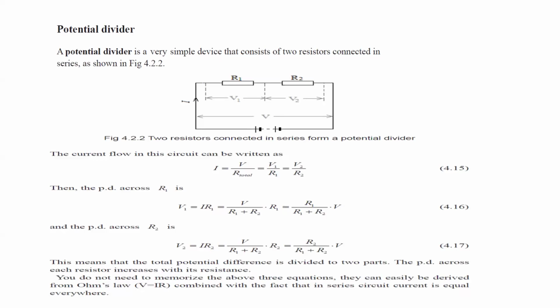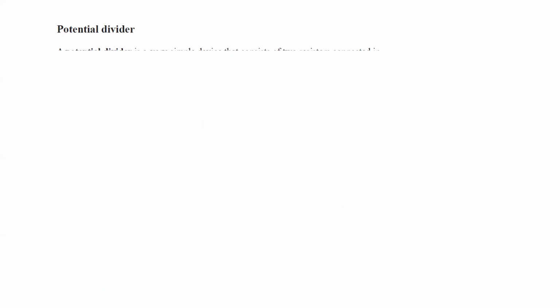Potential divider circuits. How do we define them? When resistors are used to divide the voltage, we call them potential divider circuits. The main purpose of these circuits is to divide the voltage. When two or more components are connected in series, we can simply call them a potential divider circuit. We will derive a formula for the potential divider circuit, and you can use that in the exam to work out the voltage across the components.